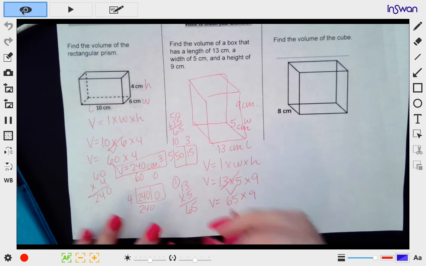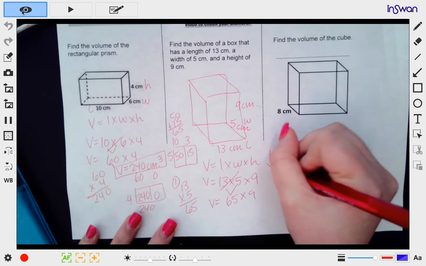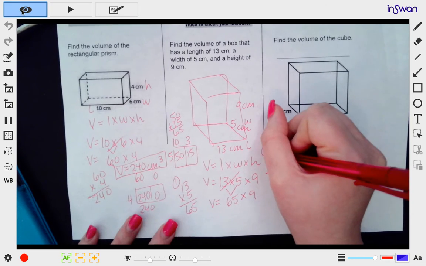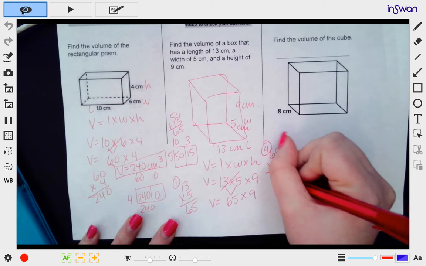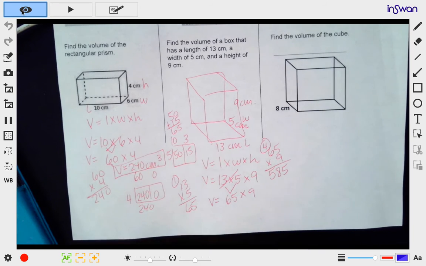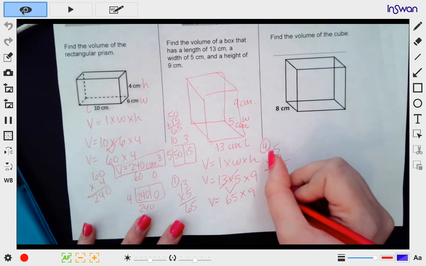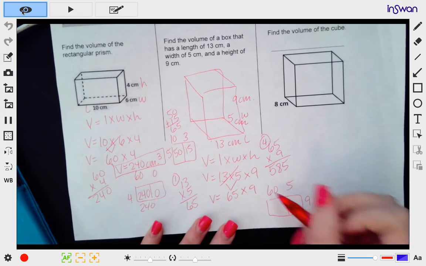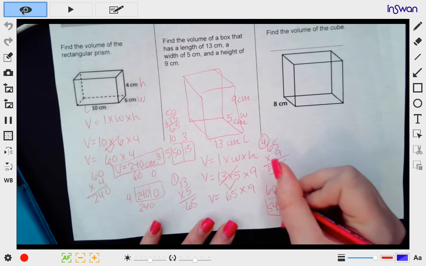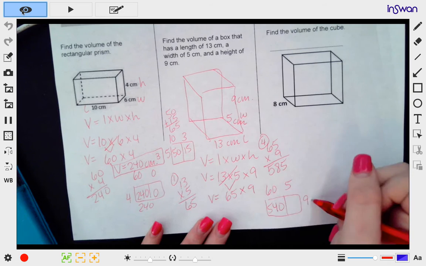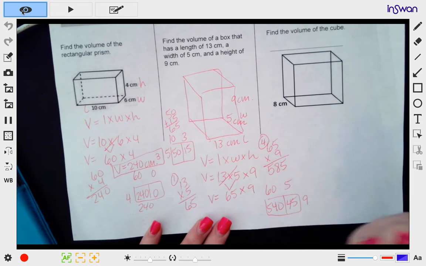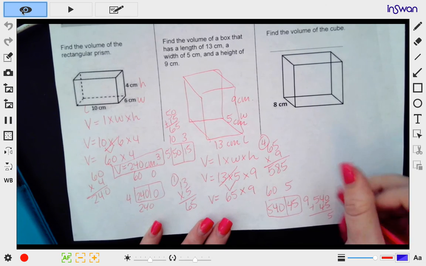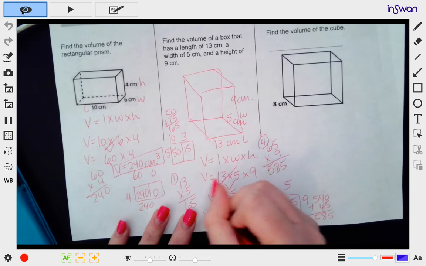65 times 9. 5 times 9 is 45. 9 times 6 is 54, plus 4 is 58. So 585. Or if you're doing box, 65 times 9. 9 times 6 is 54, plus a 0 between those two numbers. 5 times 9 is 45. 540 plus 45 still gives you 585. 585 cubic centimeters would be the volume for that one.